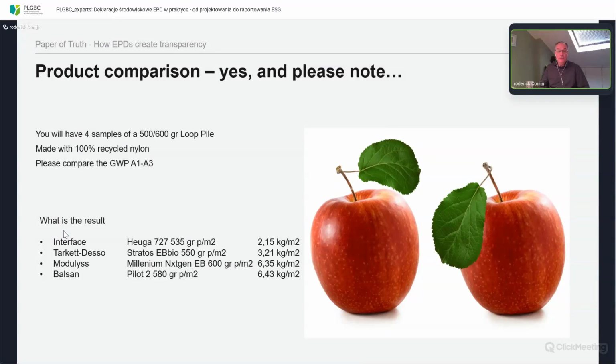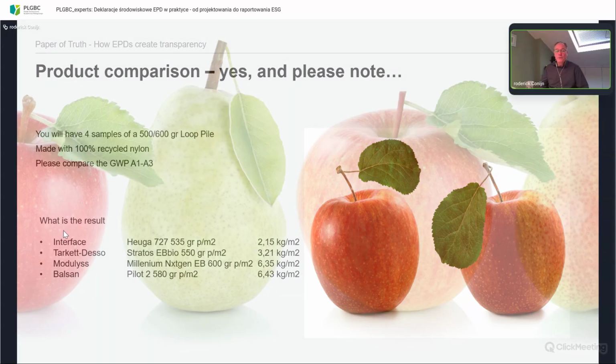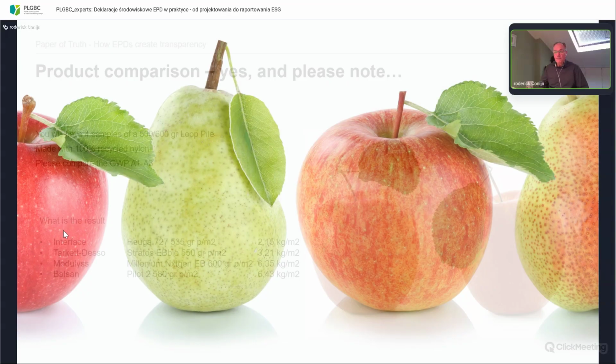So then it's up to you what to choose. And if you think that sustainability or the impact of a product is important, I think this will help you make smart decisions on which products to use in the future by using these kinds of data. And of course, we already also talked about the apples with pears.